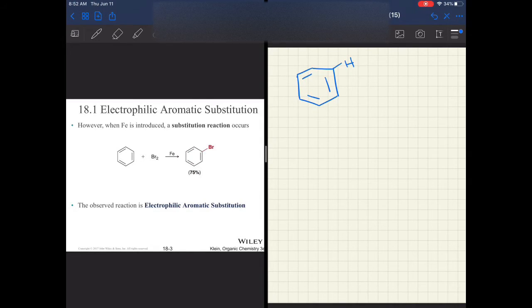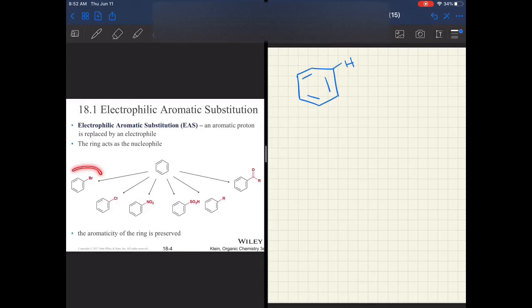The observed reaction is called an electrophilic aromatic substitution, and the majority of what we see in this chapter is going to fall in this category. We'll look at one nucleophilic aromatic substitution at the end. We're going to go through all of these reaction types in the first half of Chapter 18. We're going to learn how to add halogens, nitro groups, sulfonyl groups, R groups, and carbonyls with R's to make ketones.